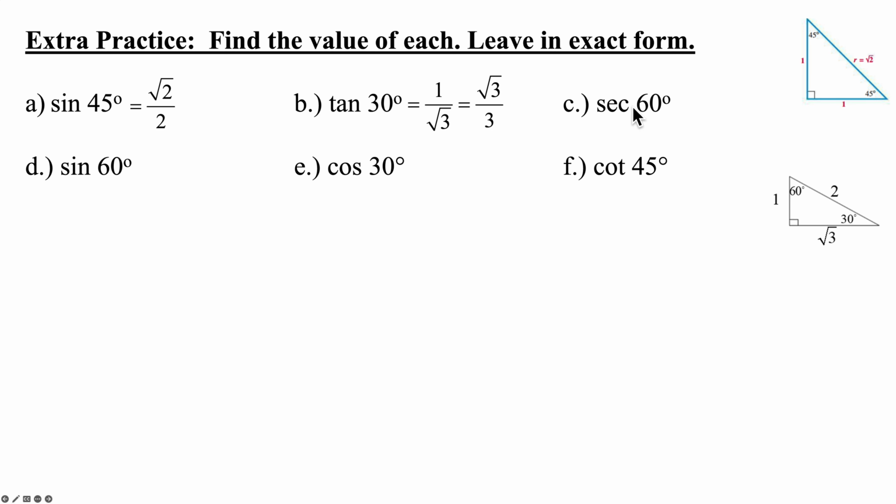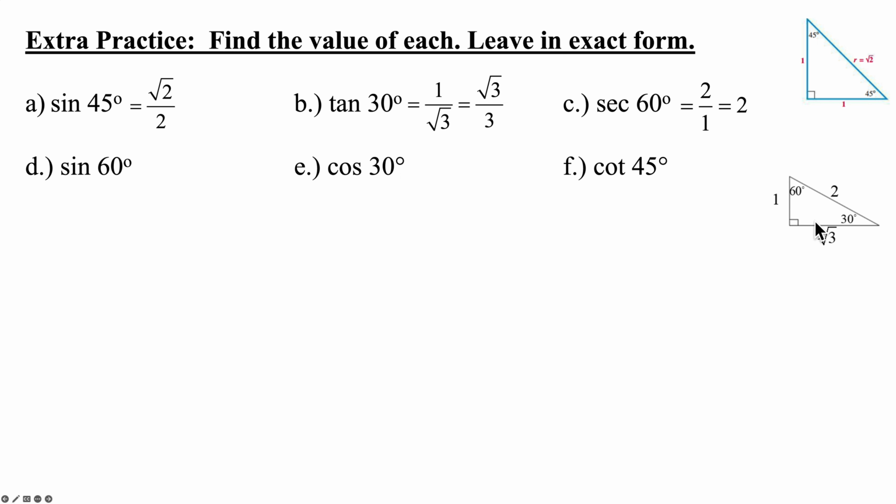Secant of 60. Here's how I do this between my ears. I say secant, wait a minute, you are the reciprocal of cosine. So I go to 60 degrees, I do my cosine. Adjacent over hypotenuse, 1/2, and then flip it, 2 over 1, which is 2.